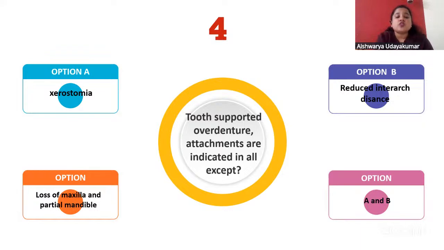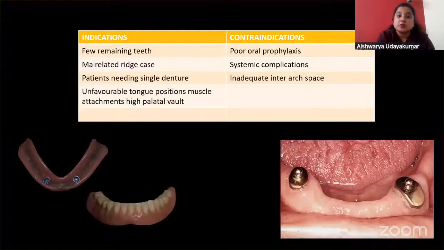C is loss of maxilla and partial mandible. Attachments are provided even in cases where the maxilla has a congenital deficiency, and overdentures are given. So with that, we are confused. Is it A or B? Is it A or B? So we see that they have given the option A and B. So option A and B is correct. And these are the indications and contraindications.